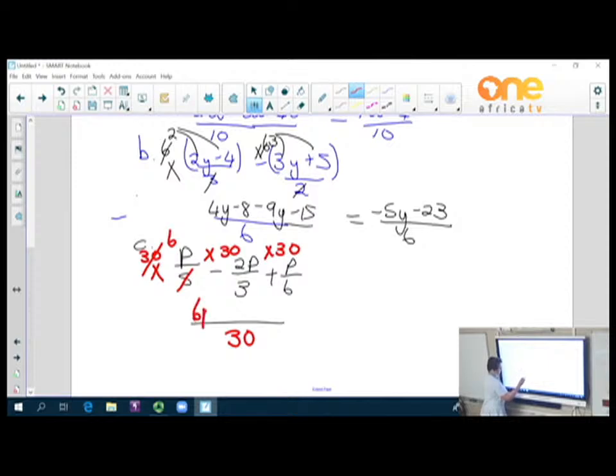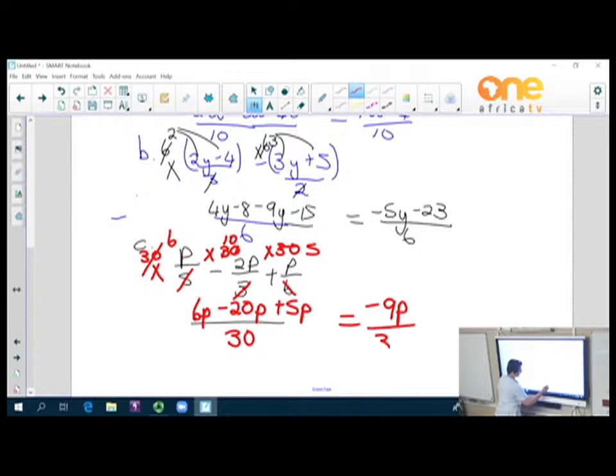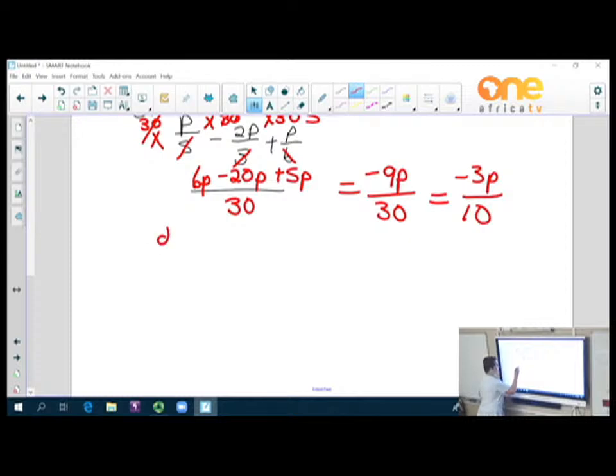So then it is 6p. Here it cancels in, minus 20p. 6 divides into 30 5 times, plus 5p. So my final solution is positive 11 minus 20, which is negative 9p over 30. This can simplify because I can divide by 3, so then you have negative 3p over 10. That is my final answer. Number D.